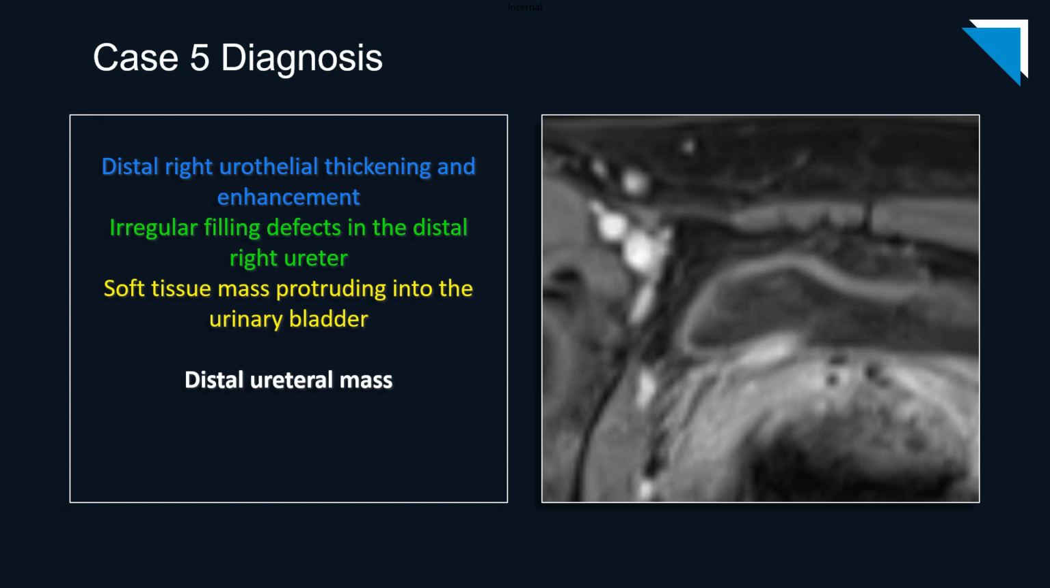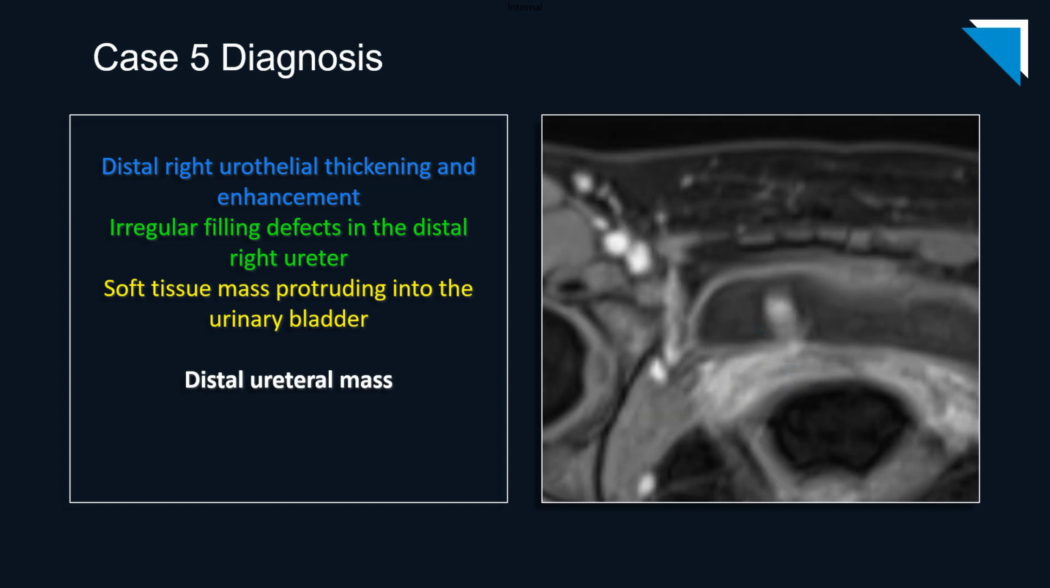This patient ultimately underwent a contrast-enhanced MRI of the abdomen and pelvis, which nicely delineates the distal ureteral urothelial thickening and enhancement, along with the soft tissue component extending into the urinary bladder.